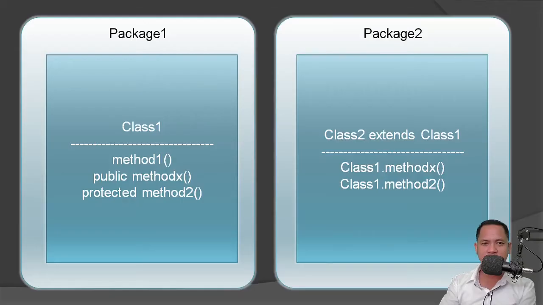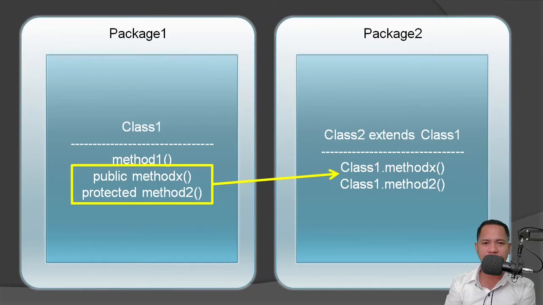Let's take a look at this in an example here. Here we have two packages, package 1 and package 2. Inside of package 1, we see class 1 with 3 members, method 1, method X, and method 2. Here, method 1 has a default access modifier, method X is public, and method 2 is protected. Because of this, package 2 will have access to class 1 method X simply because method X is public. But aside from that, package 2 or class 2 will also have access to class 1 method 2 because method 2 is protected.